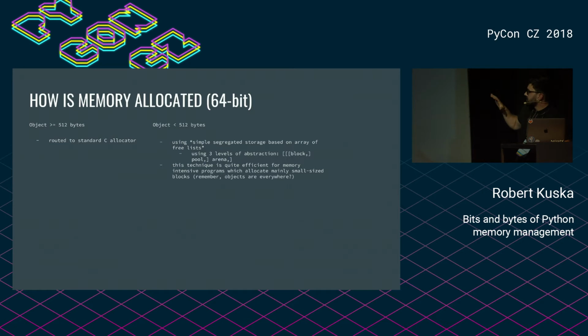So Python is using something which is called simple segregated storage based on array of free lists. This, again, I just copy-pasted from the code. This consists of 3 levels of abstractions. The bottom abstraction is block. Blocks make pool, and pools make arena. And this is a sort of trade-off which was chosen for Python because of the amount of objects in Python. This is a very efficient and very simple technique for Python to manage objects.